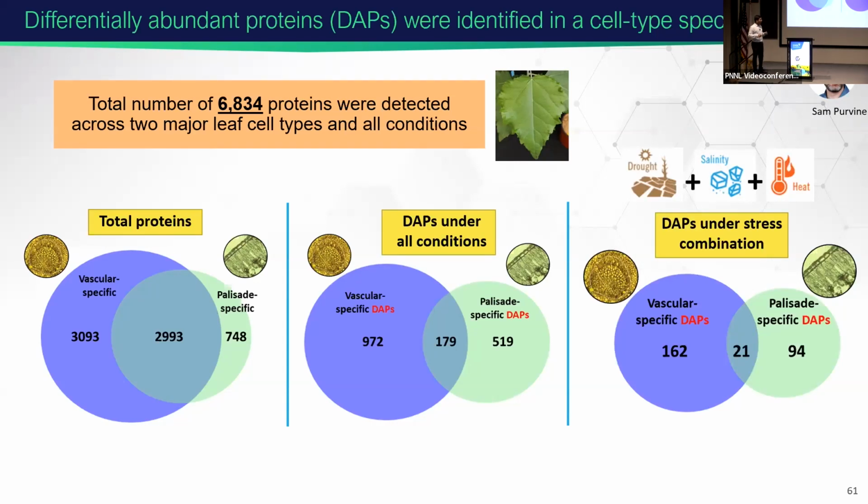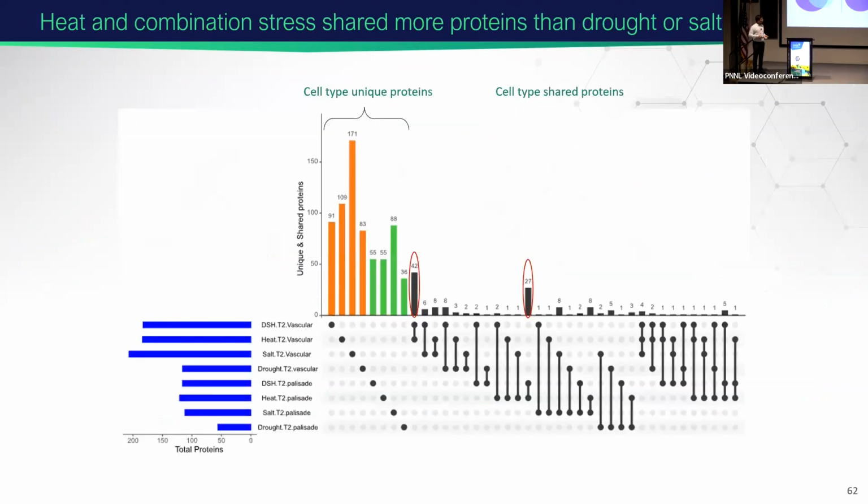There were about 100 proteins that are unique to palisade and vascular that respond to combination stress condition compared to the control cell types. So this is between cell types: how the cell types share and have unique sets of proteins when it comes to combination stress. What about between stress conditions? Does combination stress share more with any of the single stresses or not? To do that, we made this plot, which clearly shows the combination stress and heat stress overlap with more number of proteins, or in other words, heat stress has more say when it comes to a combination stress than drought or salt.